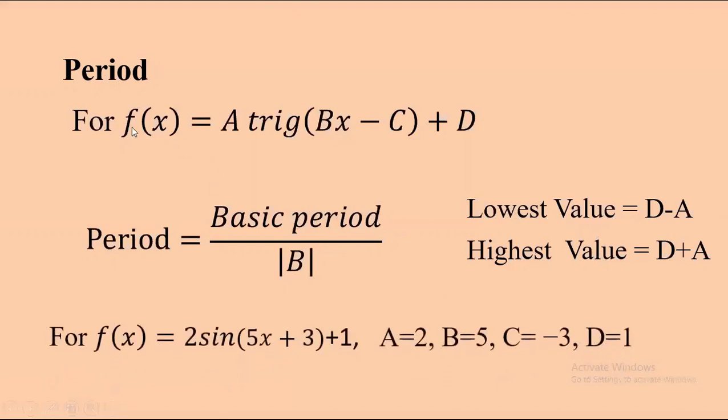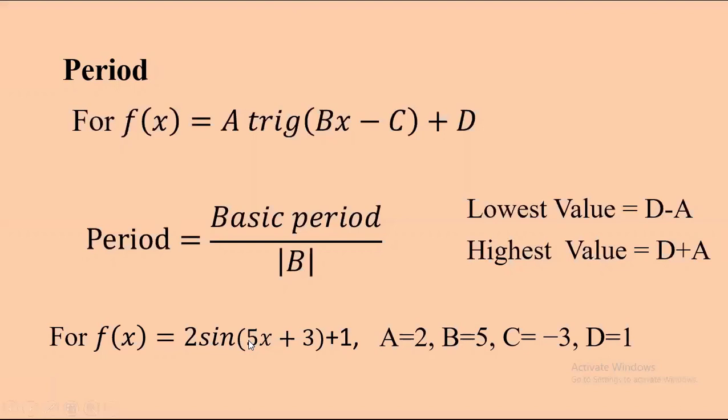You see here how to compare with a given function. Suppose this is a given function: f of x is equal to 2 sine of (5x plus 3) plus 1. Here a is equal to 2, that is the initial constant. Then trig, that is the trigonometric function. Here it is sine bx. This is the x variable, and this is 5.